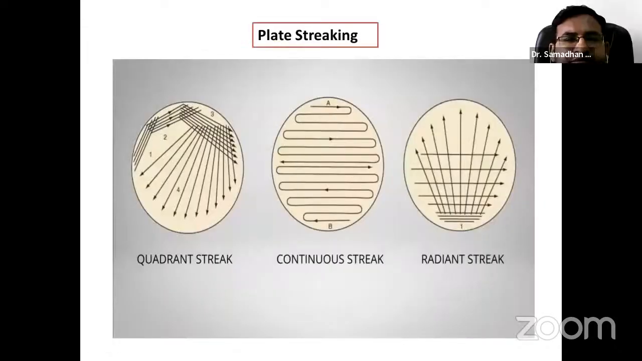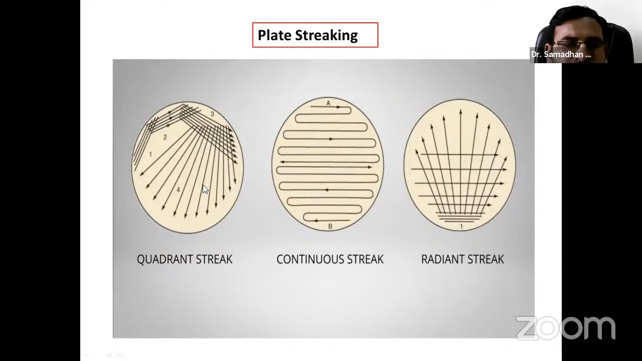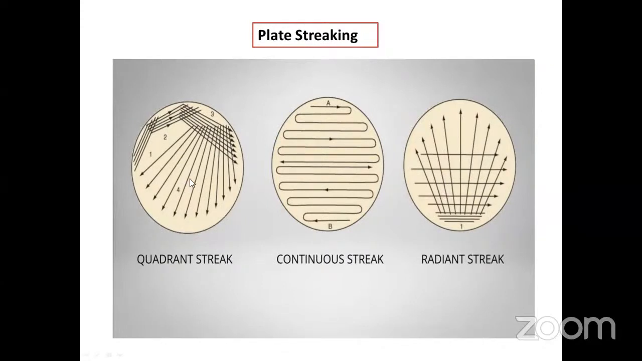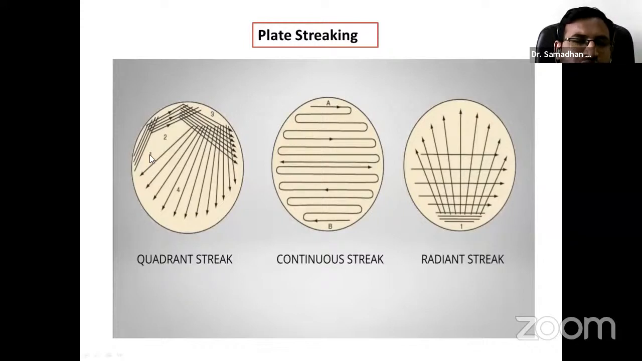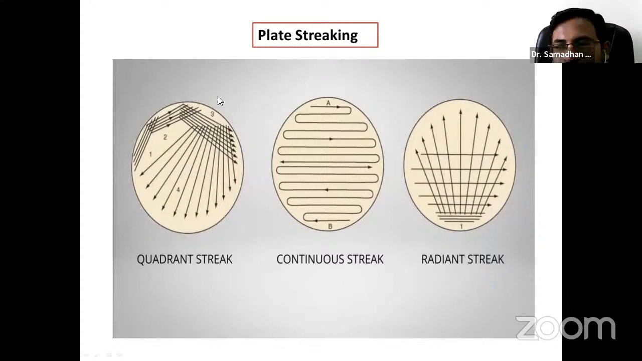Then streaking: there are 4 types of streaking. One is quadrant streaking, another is continuous streaking, third is gradient streaking, and another is T-type streaking. In quadrant streaking, you have to start from here, then streak here, then go to the Bunsen burner and sterilize the loop, then again start from this spot, sterilize it again, and again start from this spot. In this way you have to make these streaks.